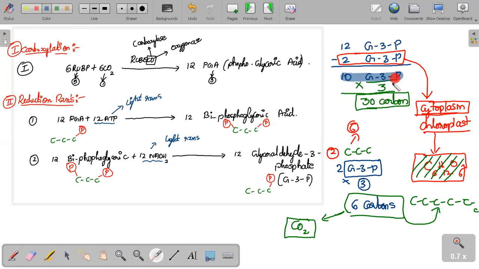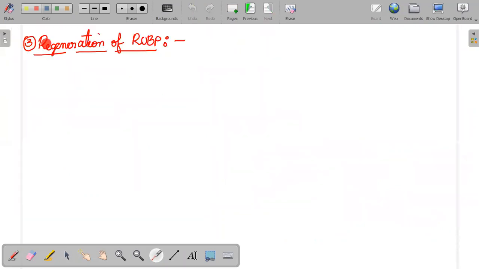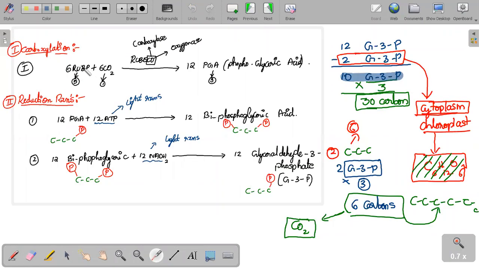These 10 G3P molecules, or 30 carbon compounds, will enter into your next step called regeneration of RUBP. Because in the starting class, I told you RUBP is a very important molecule. It is the only molecule which can accept carbon dioxide. It is a primary acceptor molecule. RUBP is a very sacred compound. To fix carbon dioxide we need the RUBP molecule, and no other molecule can be utilized. So we have to keep producing the RUBP molecule again and again. So here there are 30 carbons.